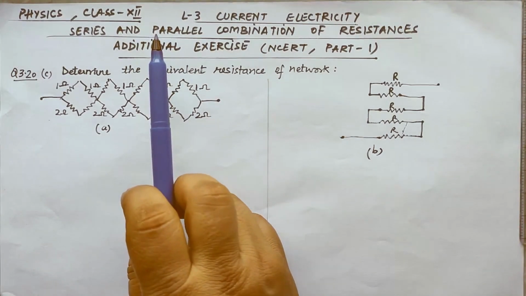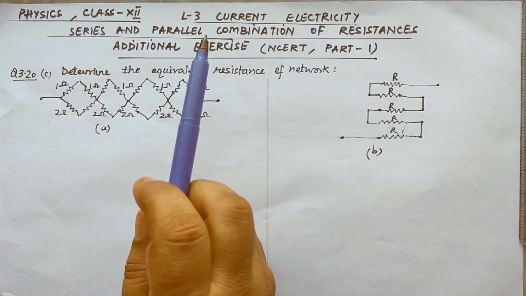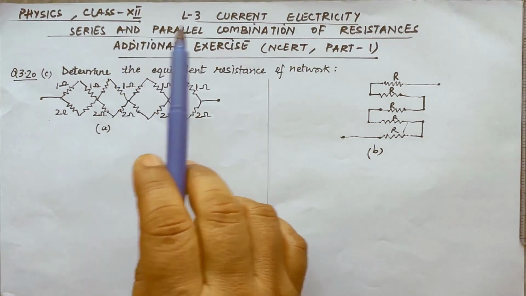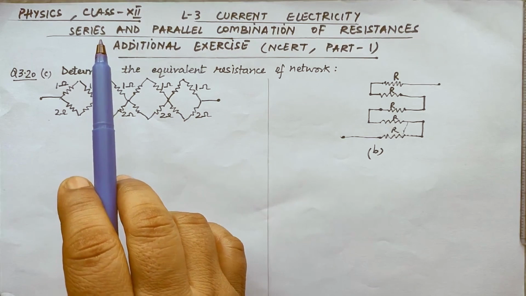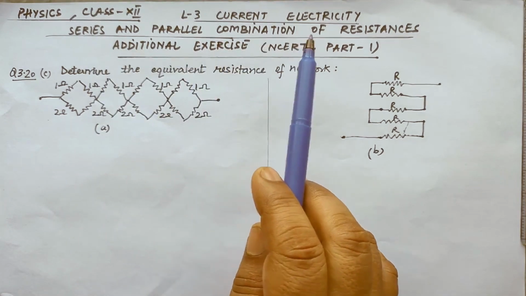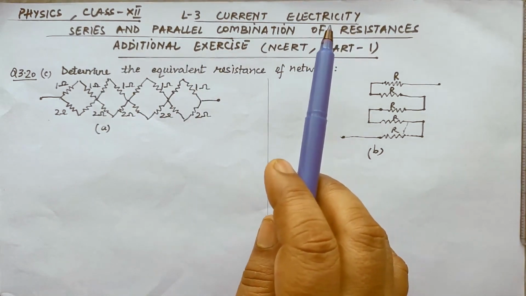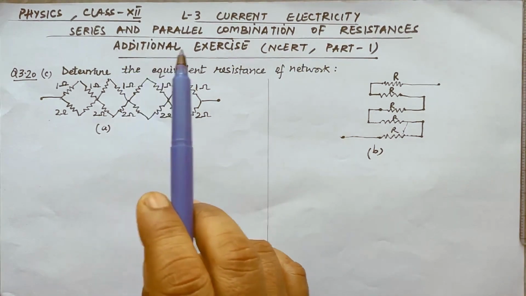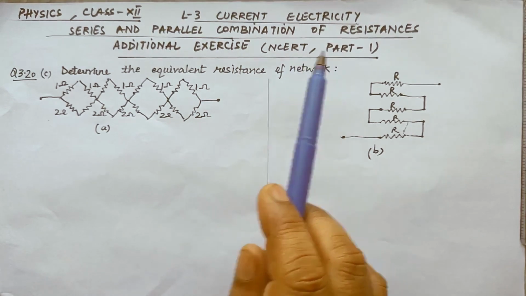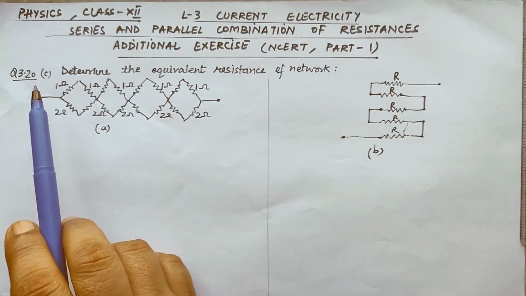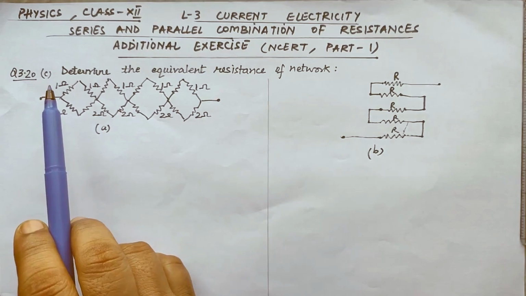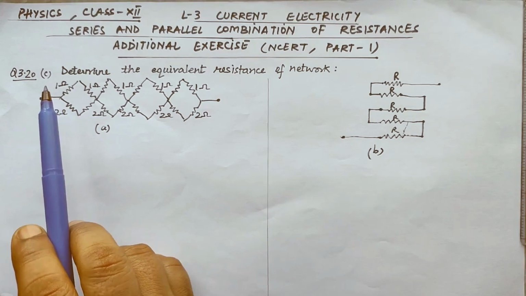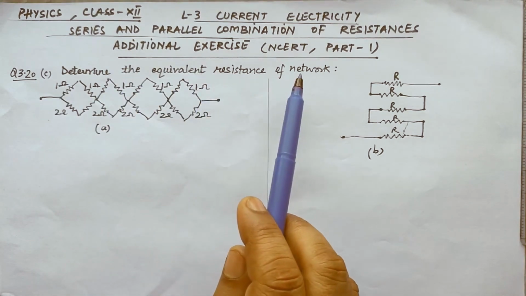We are taking up Physics class 12th, lesson number 3, current electricity. In this chapter, we'll take a subtopic, series and parallel combination of resistances. We are going to solve the questions of the combination. We are taking up additional exercise of NCERT book part 1. The question number is 3.20, Part C. We have already done part A and B. Let us understand the question. Determine the equivalent resistance of the networks.